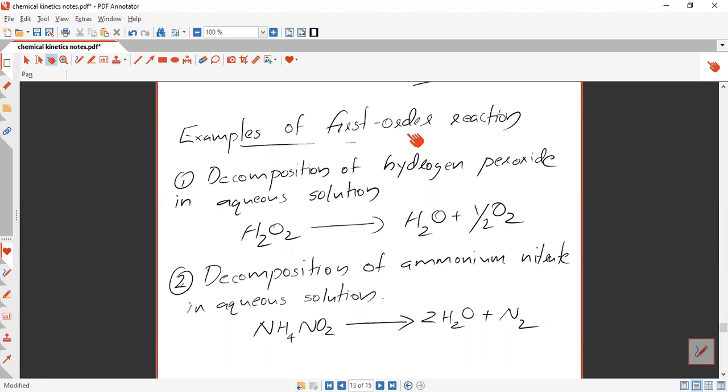That covers order of a reaction, zero order and first order, and the rate constant for a first order reaction. Hope you understood. Thank you.